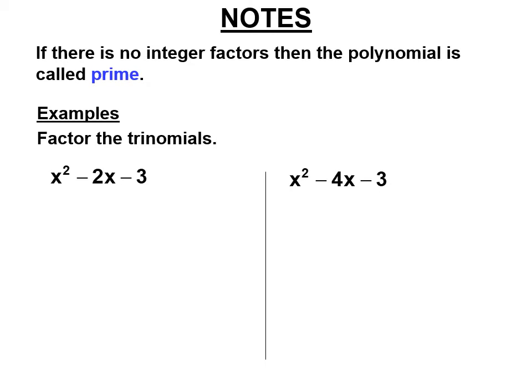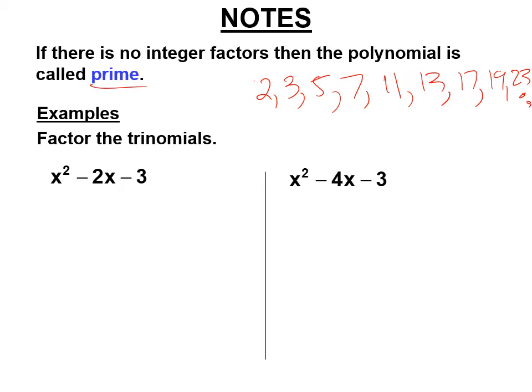All right, now there are numbers that have no factors other than themselves and 1. If I give you the numbers 2, 3, 5, 7, 11, not 9, 13, 17, not 15, 19, and 23, and so on, what are those numbers called? They're called prime, and that's because the only way to make them is 1 and itself.